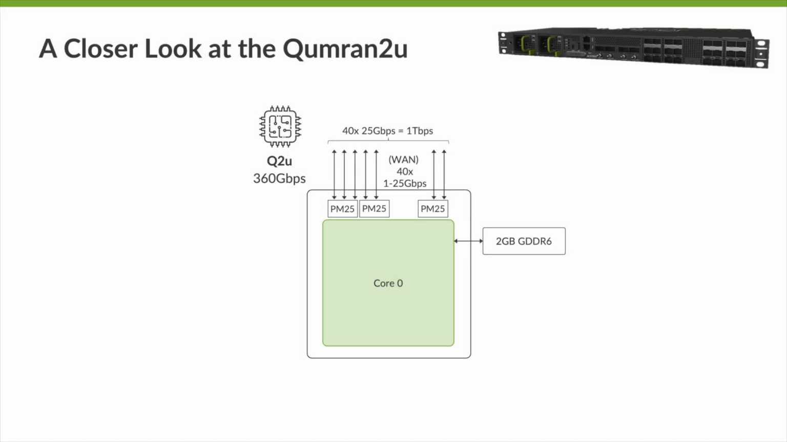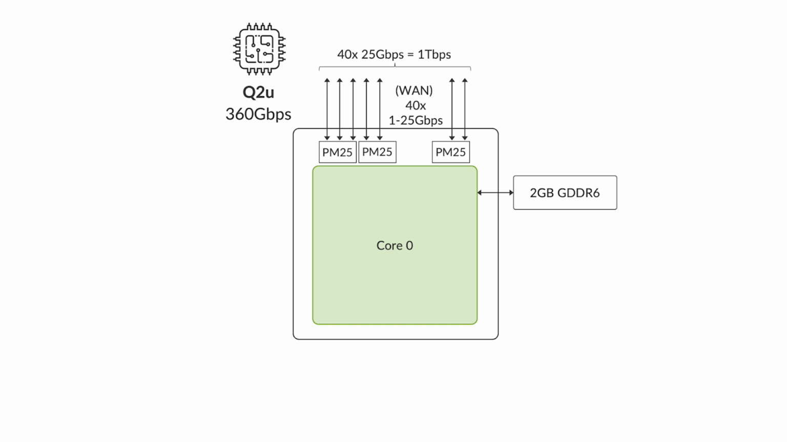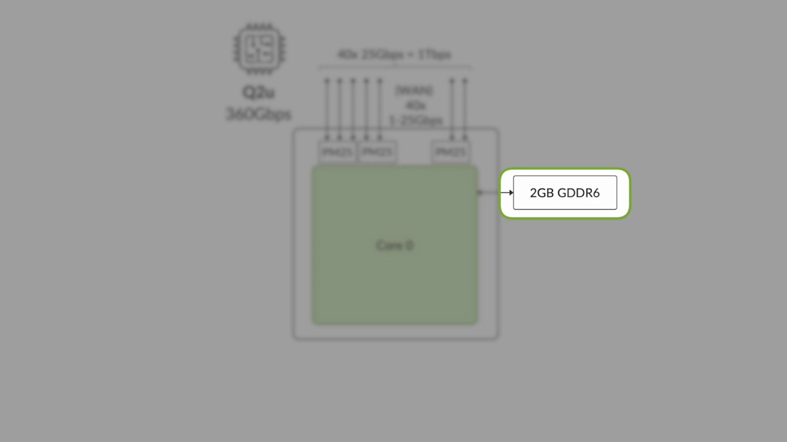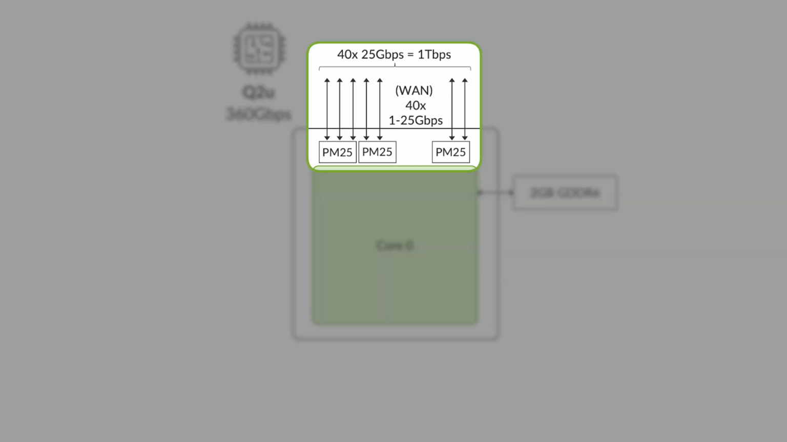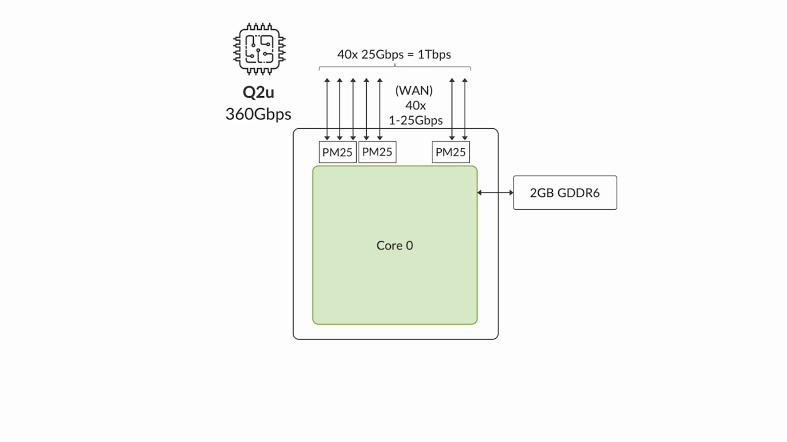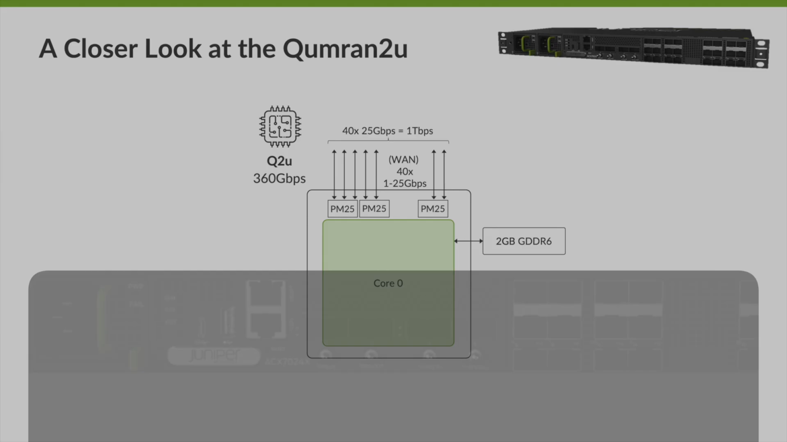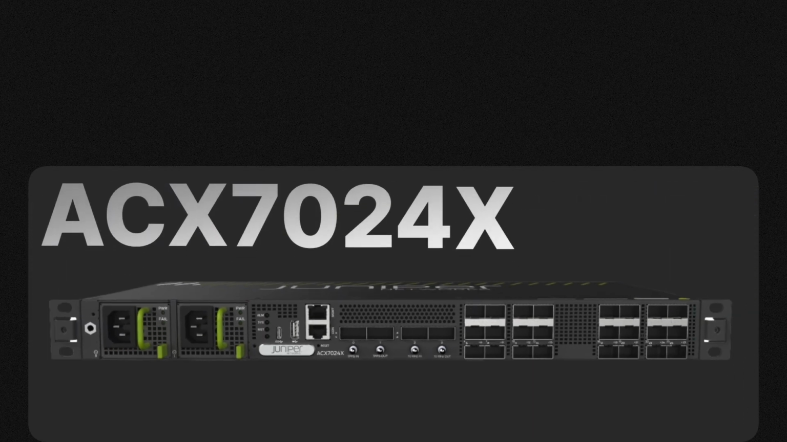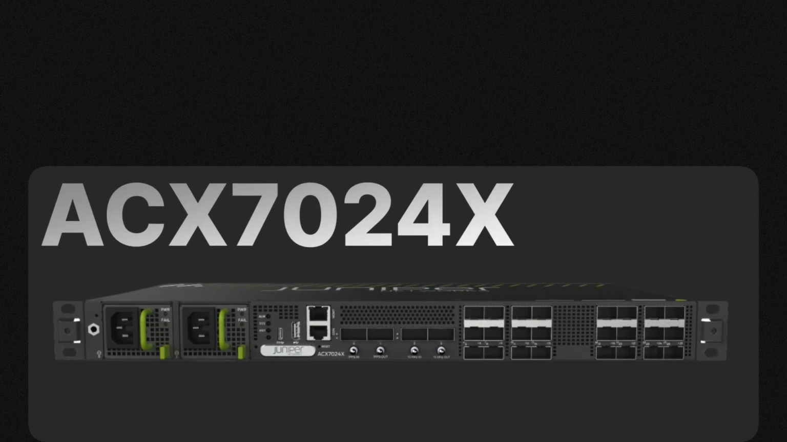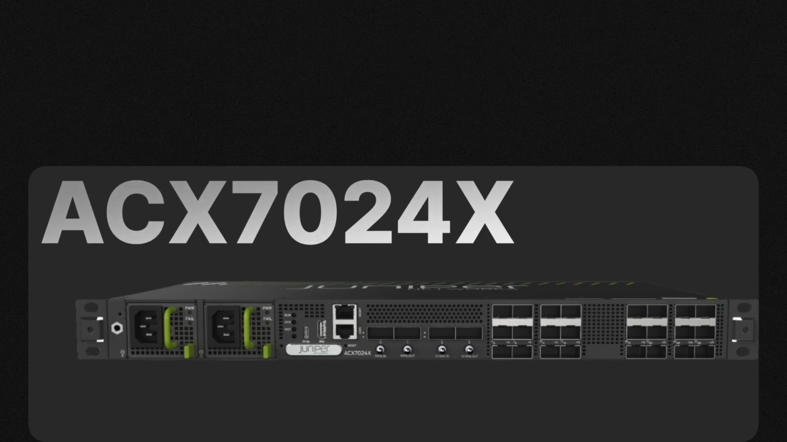The Qumran 2U is going to be something significantly smaller. Here, we don't use HBM anymore. We are going to use an external graphics memory of 2 gigabytes. We have 40 links up to 25 gigabit per second, and it can push a total of 360 gigabit per second. It can do Class C instead of Class B compared to the others, but still no MACsec. And we have this chip in the ACX7024 and 7024X.